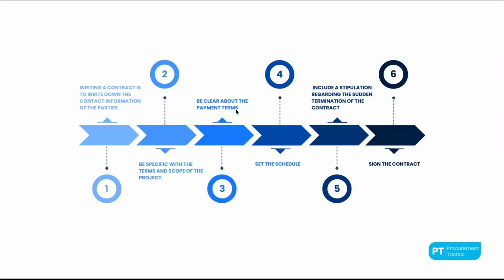The third step is to be clear about payment terms. To make payment terms clear in a contract, it is important to include specific details and guidelines. Firstly, clearly state the payment amount, whether it is a fixed figure or a formula for calculating the payment based on goods or services provided. The fourth step is to set the schedule.